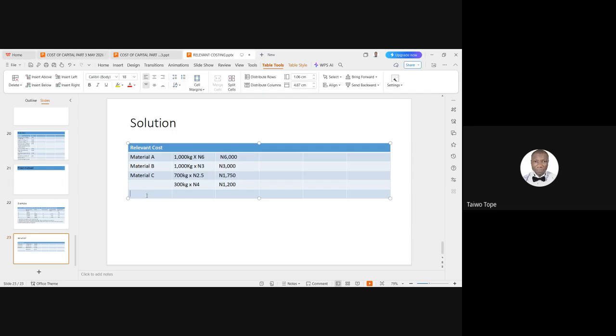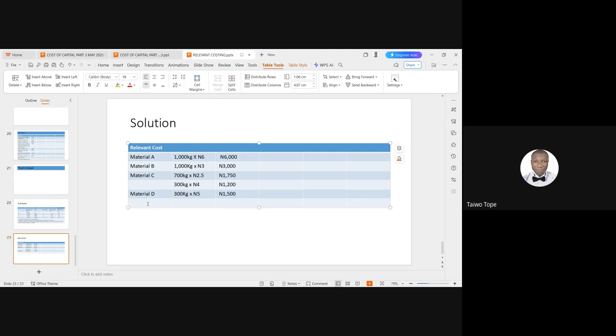And for material D, we have a comparison based on the workings. For the higher, the best opportunity cost will be 300 kg. If you go to the market to buy, you will incur 5 naira. 5 naira by 300 kg, you have the relevant cost to be 1,500. So in total, what would be your relevant cost?